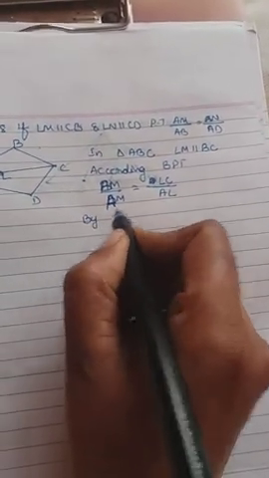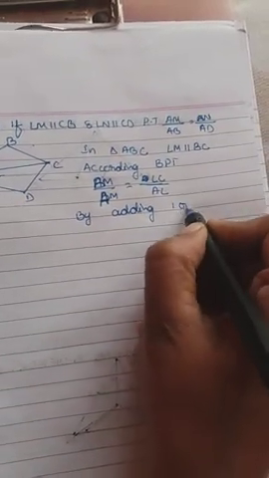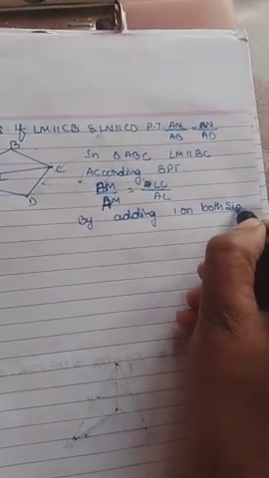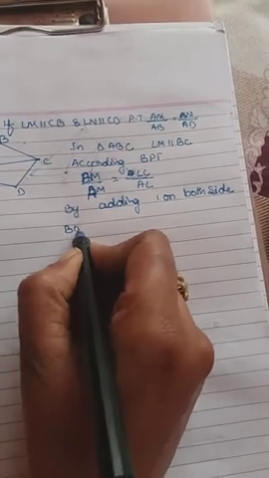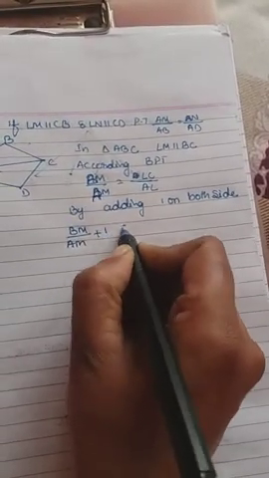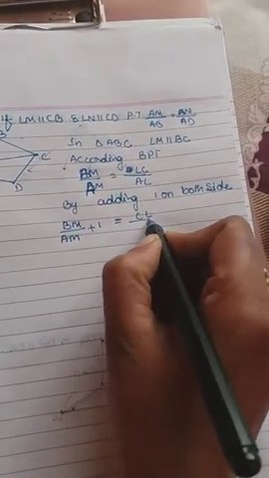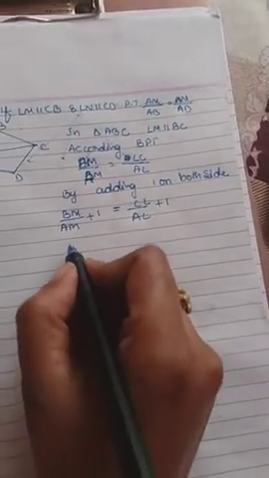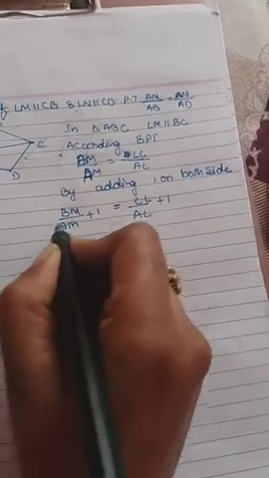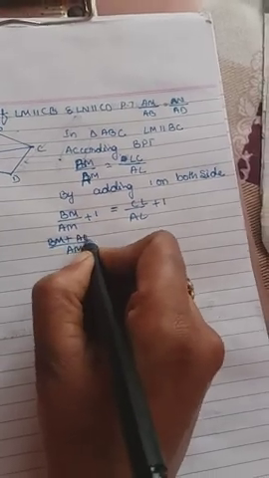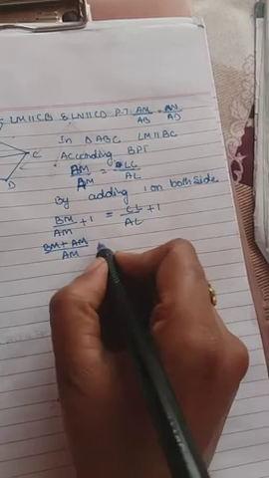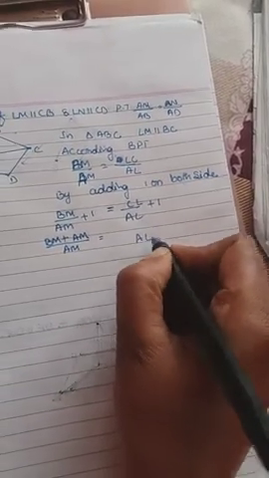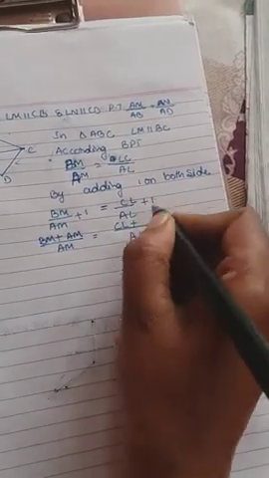By adding 1 on both sides: BM divided by AM plus 1 equals CL divided by AL plus 1. Taking the LCM AM on the left, BM plus 1 into AM is AM, so we get BM plus AM, and AM remains in the denominator. On the right, taking the LCM AL, we get CL plus AL over AL.